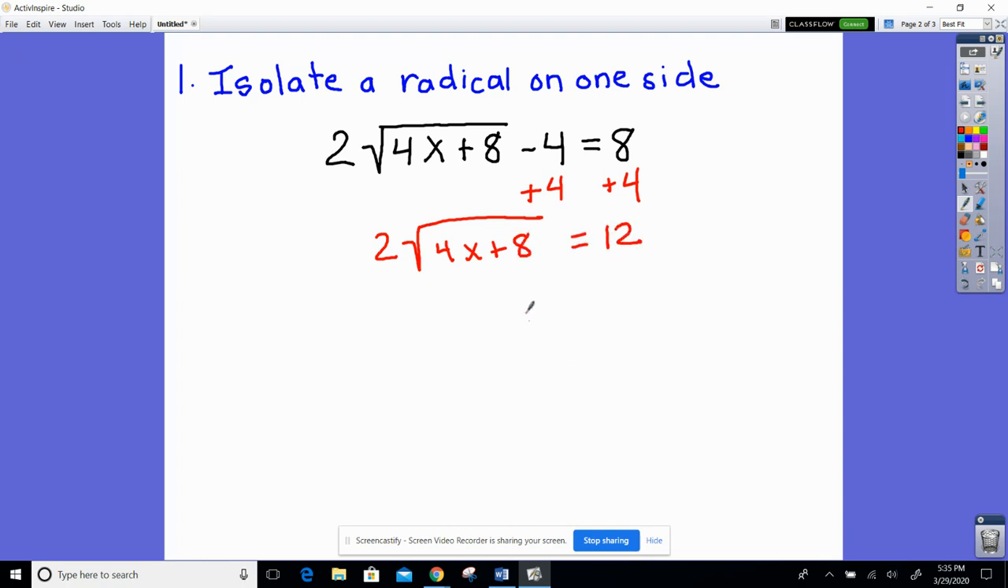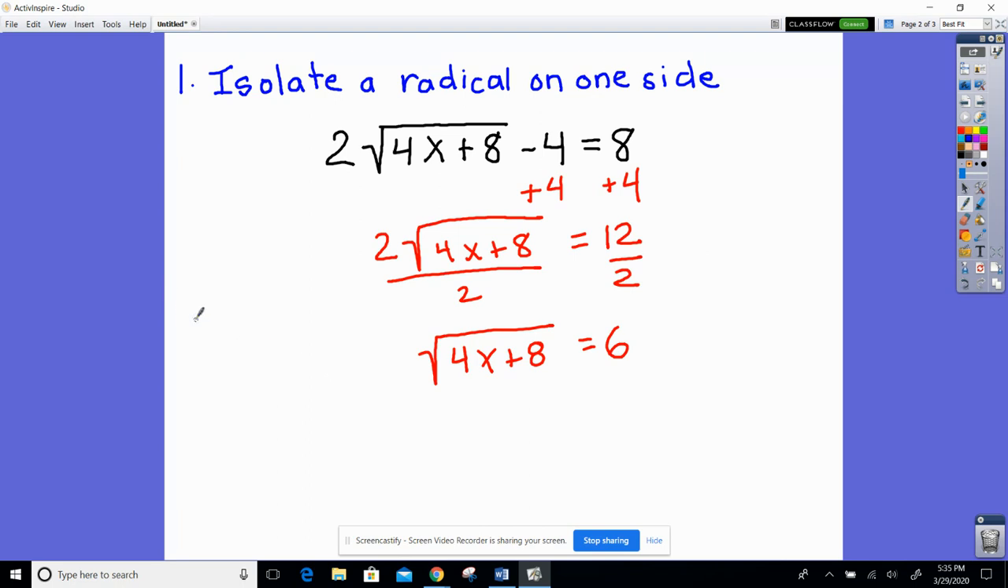But our radical is still not by itself. We need to get rid of this 2, so I'm going to divide on both sides. All right, so that leaves me with the square root of 4x plus 8 is equal to 6. All right, so now our radical is by itself, and we can move on to step 2.